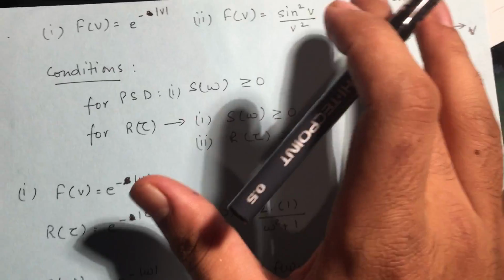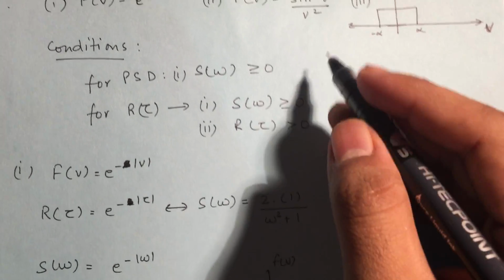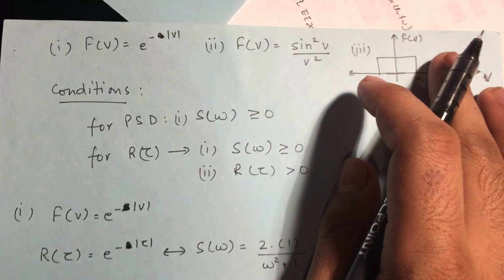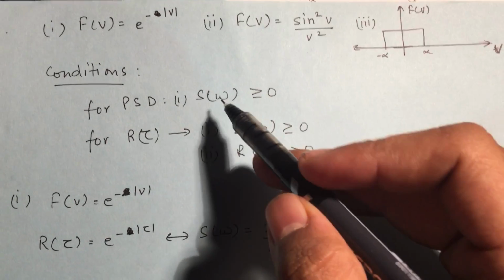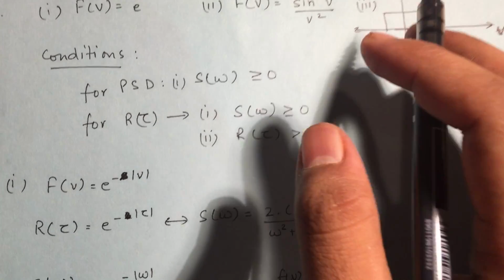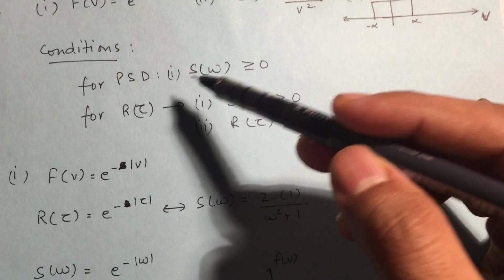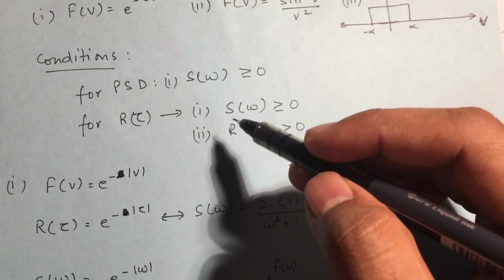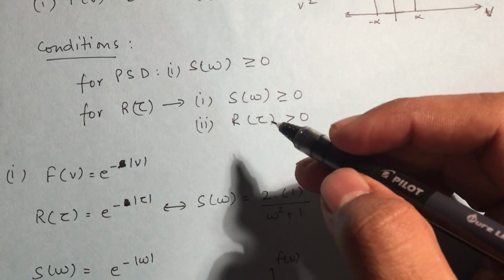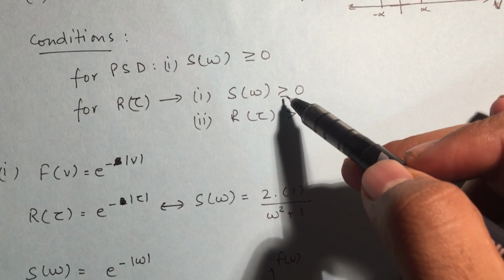For that, we need a few conditions before we move on to the questions, and I've written those out. For any function to be a power spectral density, the main thing is that the value of S of omega should always be greater than 0. So it should always be positive for it to exist. And for a function to be an autocorrelation function, its Fourier transform, which is a power spectral density, should always be greater than 0.